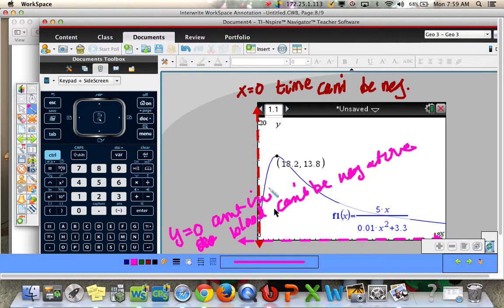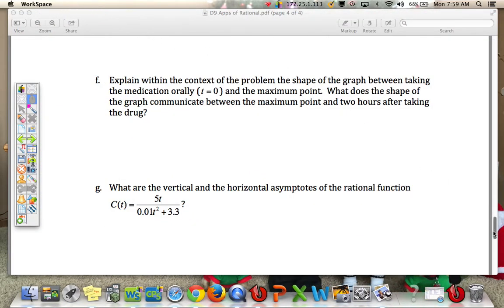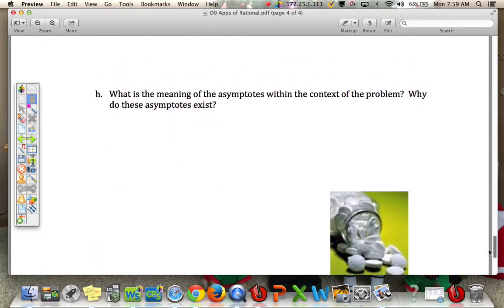So our asymptotes exist to show us that time can't be negative, and also the amount of drug in your bloodstream can't be negative as well. So you're going to practice problems like these for your assignment. Also, if you have any questions, you can let me know during class or look back at these example problems.